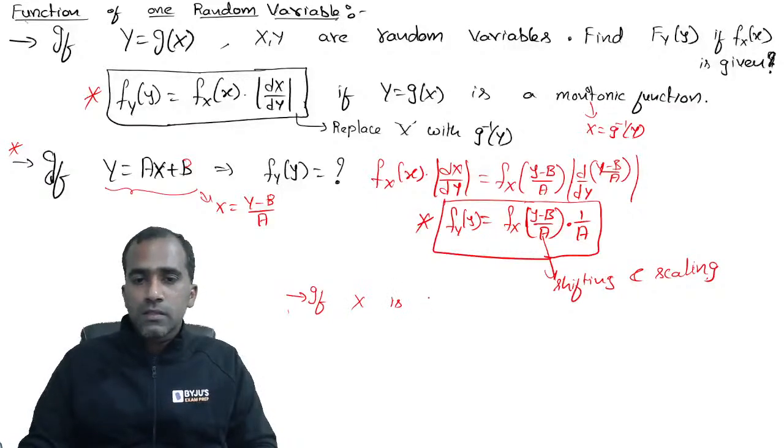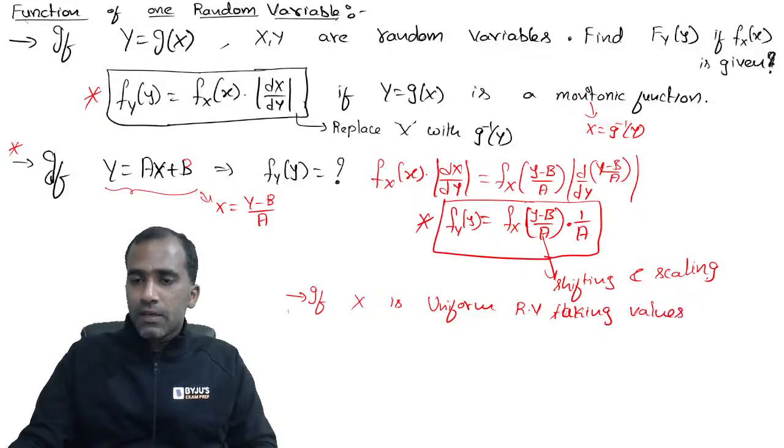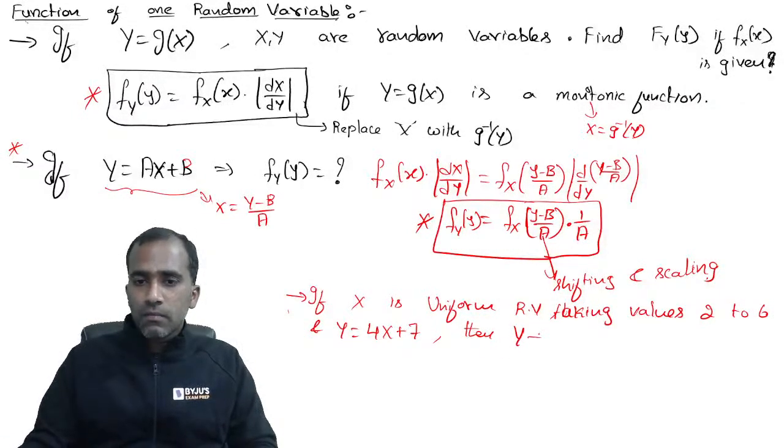If x is a uniform random variable taking values 2 to 6, and y equals 4x plus 7, then what can you tell about y? What can you tell about y?